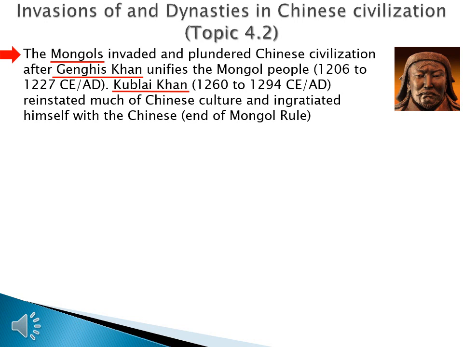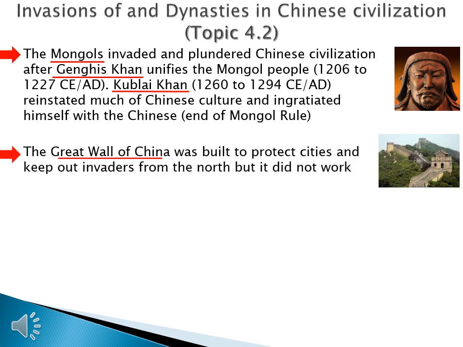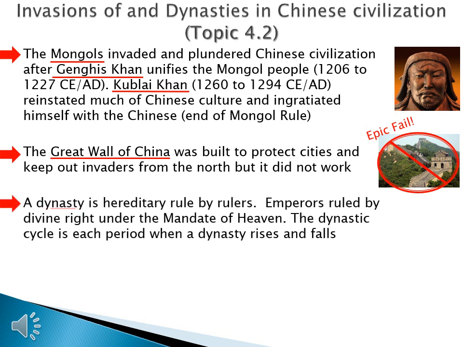Chinese civilization sustains itself because it absorbed invaders like the Mongols. The Great Wall of China was built to protect cities and keep out invaders like the Mongols from the north, but it did not work. Epic fail. What did work were dynasties. A dynasty is hereditary rule by rulers.